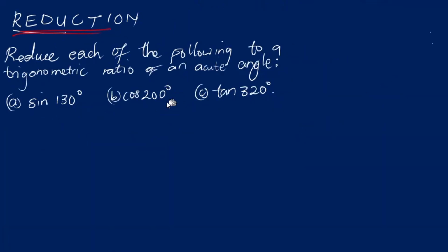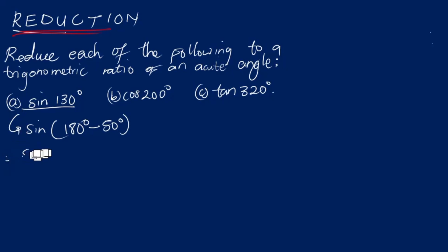So here are the questions. They're saying reduce the following angles into a ratio of an acute angle. So let's quickly do that. This one right here, 130, is such an unnecessarily huge number. How can we solve that? This is the same as the sine of 180 degrees, and we are removing 50 degrees there. What does that give us?